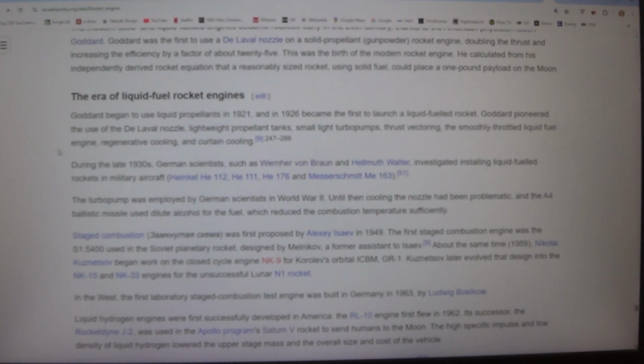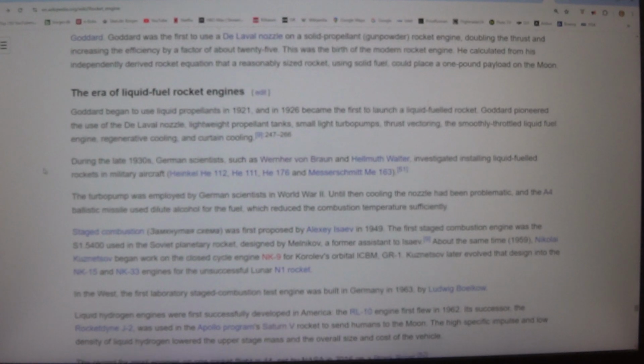Goddard began to use liquid propellants in 1921, and in 1926 became the first to launch a liquid-fueled rocket. Goddard pioneered the use of the de Laval nozzle, lightweight propellant tanks, small light turbopumps, thrust vectoring, the smoothly throttled liquid fuel engine, regenerative cooling, and curtain cooling.